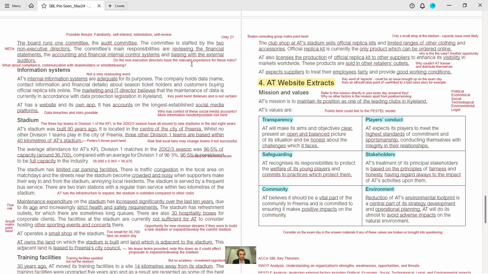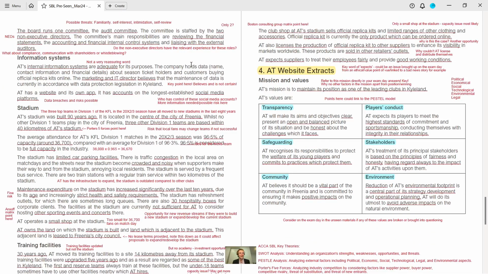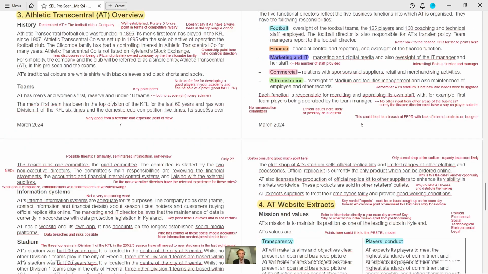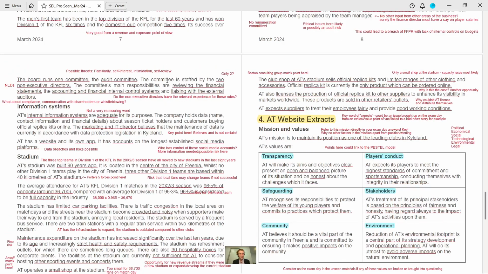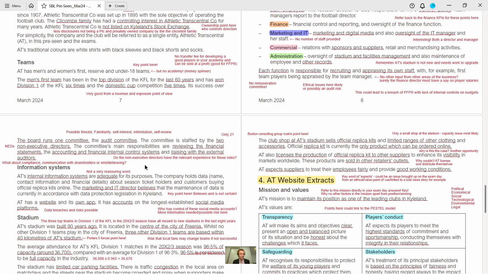We'll then touch on, and I think it's quite key to go on to this because we've just looked at the marketing and IT director, we have the information systems. In fact, let me put it all on one page so you can see it on here. So we're coming to the information systems, and this is the internal information systems are adequate for its purposes. So that marketing and IT director, who is also in charge of the marketing and digital content, and also has an oversight with an IT manager and her staff, says the internal information systems are adequate. A very reassuring word on there. I definitely have that written down in your notes going into the exam.